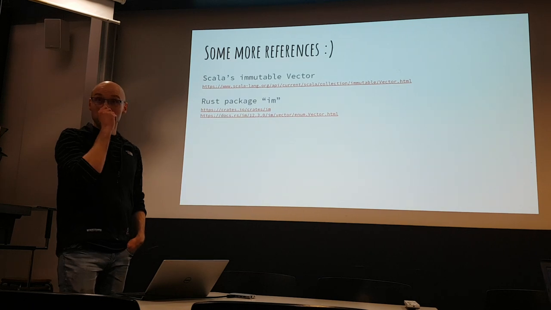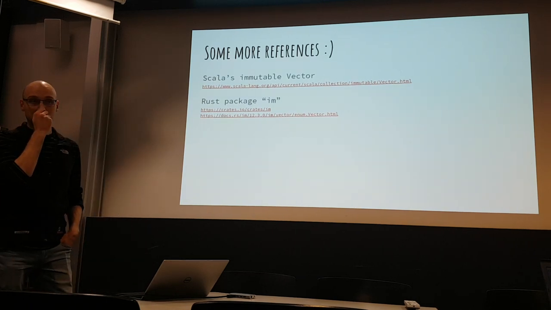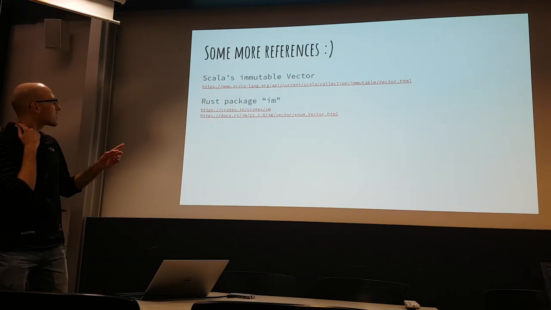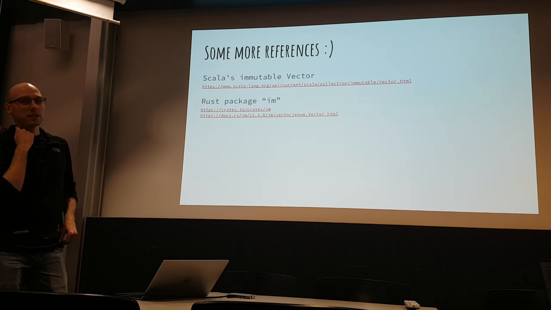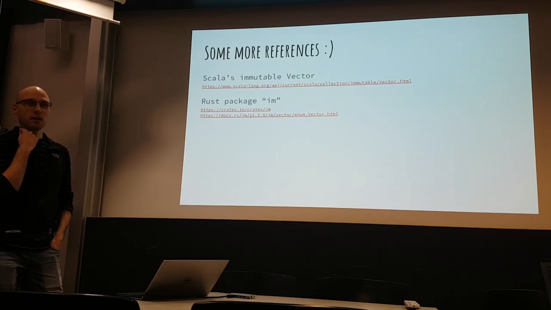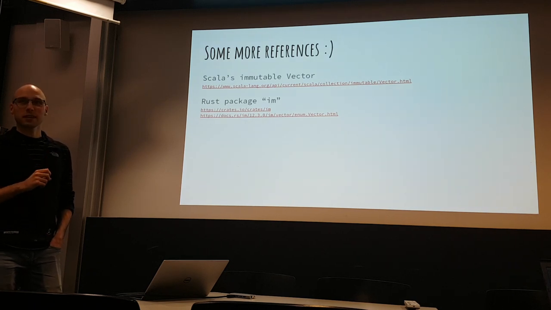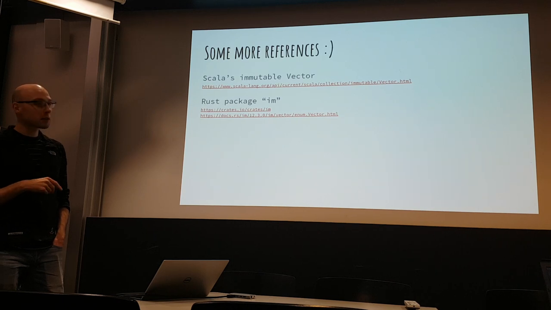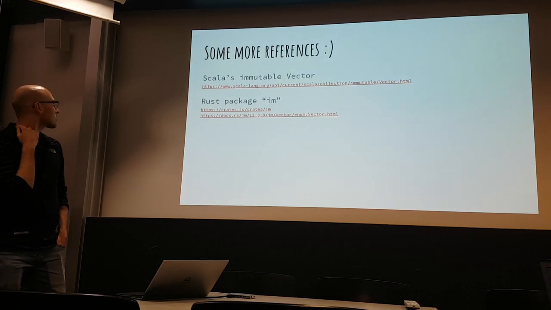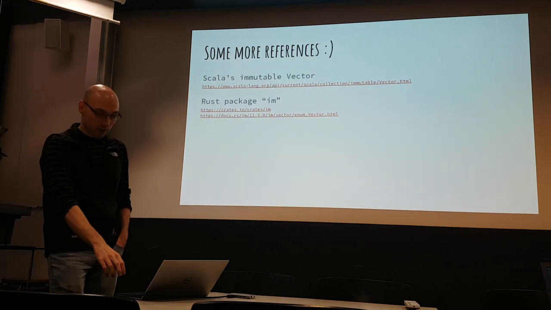If you want to look at the code, there are some nice implementations already. I think Scala's current release is still using the RB vector that I'm going to introduce in a second, not yet the RRB, and the master thesis is about making the switch. There's also a nice Rust package that builds on all those ideas.